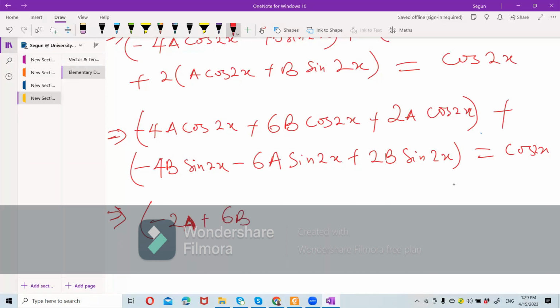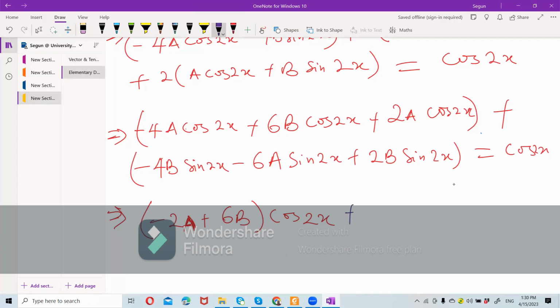Minus 4b plus 6b. We have minus 2a cos 2x plus 6b. Do you agree? Yes, sir. Minus 4 plus 2 is minus 2. That's what I did. Plus 6. I did not add anything, and b remained b.